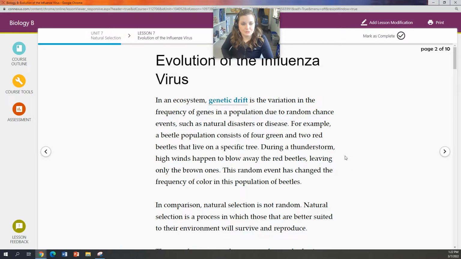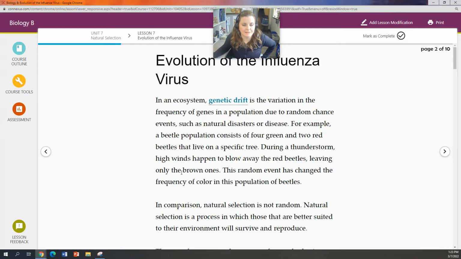One way in which it happens is through genetic drift, and this is a random thing. Genetic drift has nothing to do with the actual phenotype, the actual trait. It's just random and accidental in a way. So the example given is a tree in which there live beetles, brown beetles and red beetles. Actually, there's a little bit of a typo here, guys, because it says there are 4 green beetles and 2 red beetles. And then during a thunderstorm, the wind blows away the red beetles, leaving only the brown ones behind. When in fact it should say leaving only the green ones behind.